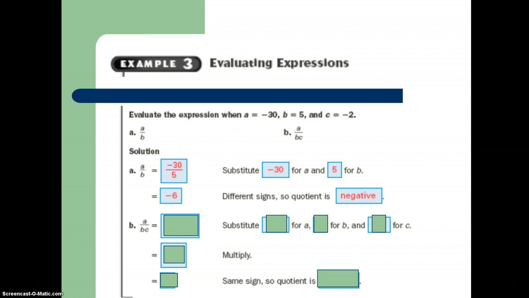Substitute in the numbers for a, b, and c. Remember that b and c are multiplying, so you could just have the parentheses. Now we need to do our multiplying first, so let's simplify the denominator. 5 times negative 2 is negative 10. And negative 30 divided by negative 10, these zeros cancel out. What's 3 divided by 1? 3. Same sign is positive.